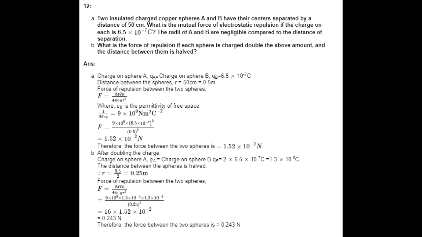Next, question 12. Two insulated charged copper spheres A and B have their centers separated by a distance of 50 centimeter. What is the mutual force of electrostatic repulsion if the charge on each is 6.5 × 10⁻⁷ coulomb and the radii of A and B are negligible compared to the distance of separation? What is the force of repulsion if each sphere is charged double the above amount and the distance between them is half?